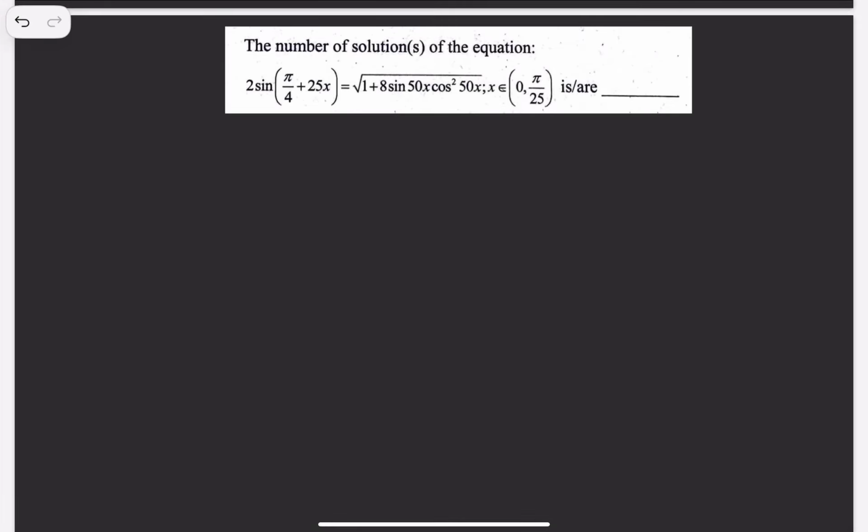Hello everyone, let us solve this question. First of all, this question is a little bit lengthy, not much, and obviously a difficult one.